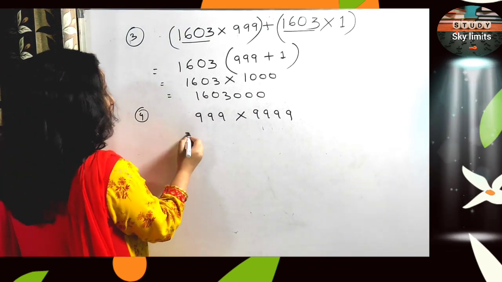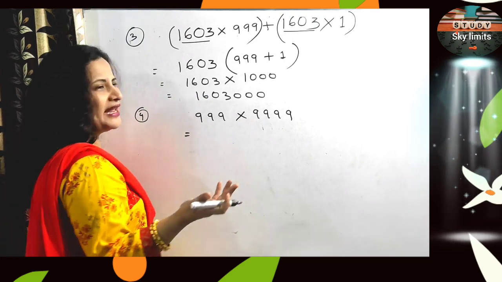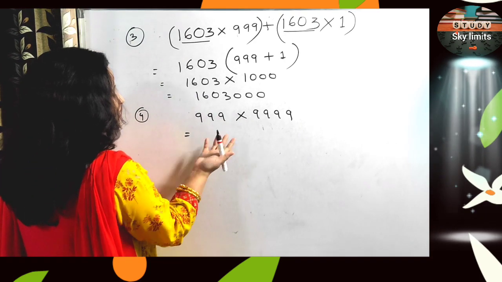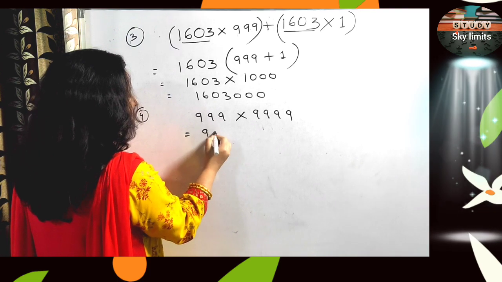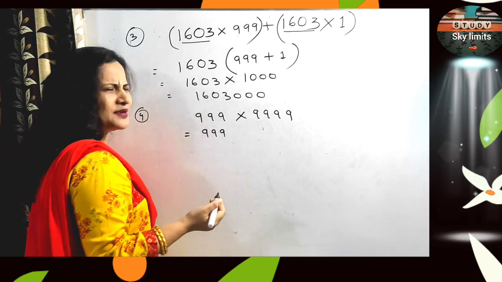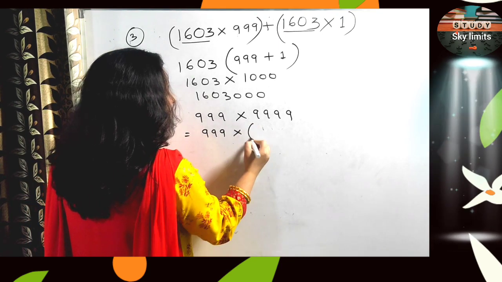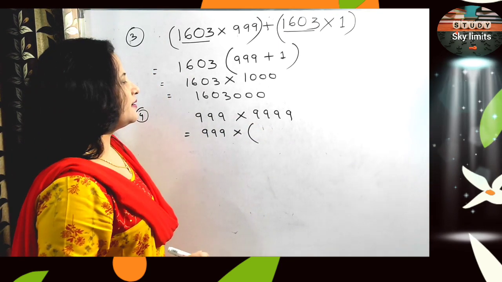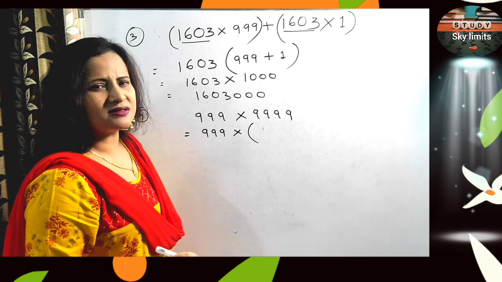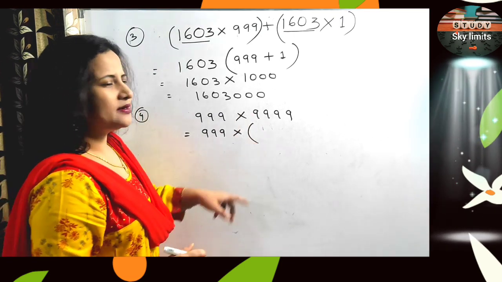See how interesting it becomes. You can split anything, whatever you want. In this case, suppose let me split the bigger one. You can split the smaller one also. The case is the same here. So obviously you know that 9,999 is 10,000 minus 1.